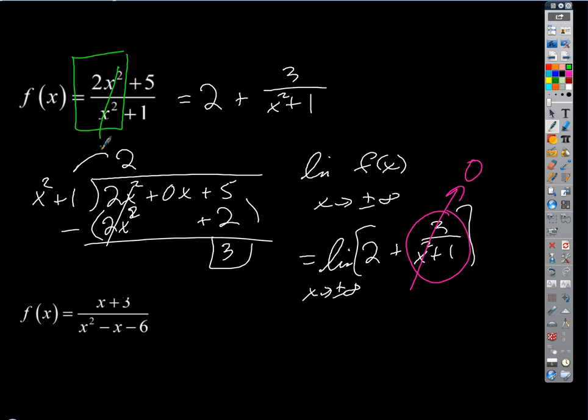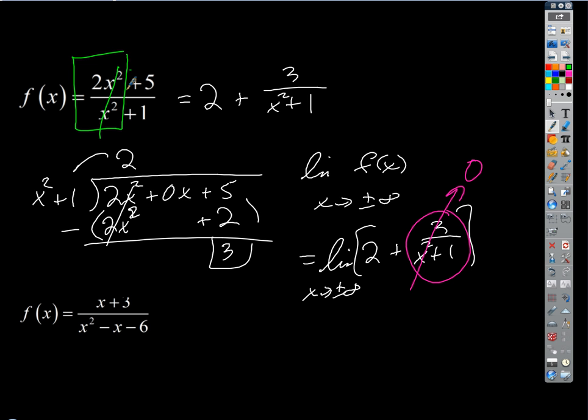If you're looking at the end behavior of a rational function, if the top polynomial and the bottom polynomial are of the same degree, so the leading terms have the same power of x, then it's just the ratio of the leading coefficients.